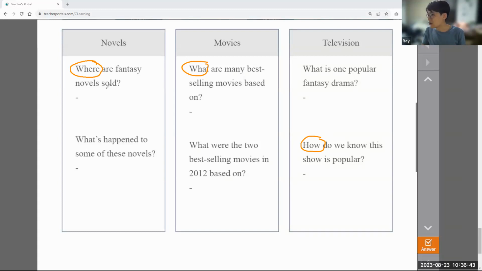So let's just go here. Our first question: where are fantasy novels sold? Well, remember, what is the answer for any where question? And the student will say, it's a place. Now students know they're going to look for a place to answer this question. So you want to make sure students understand the answer for these WH questions, okay?